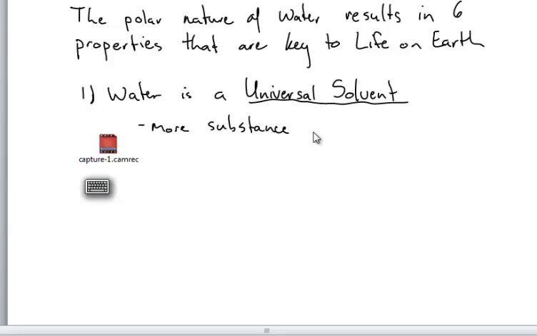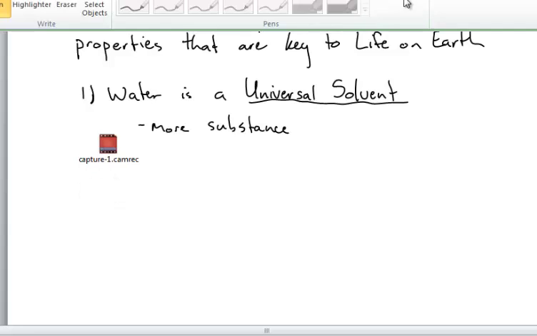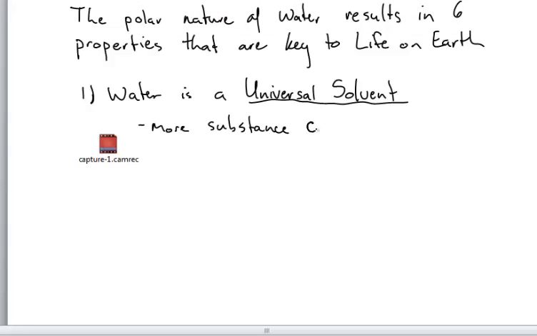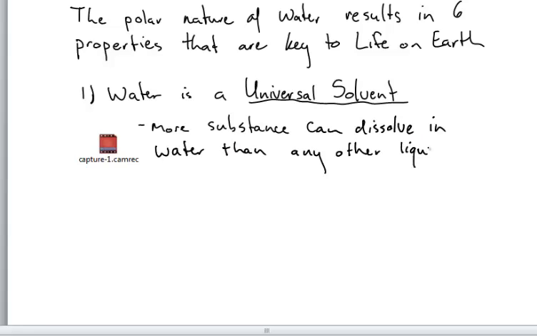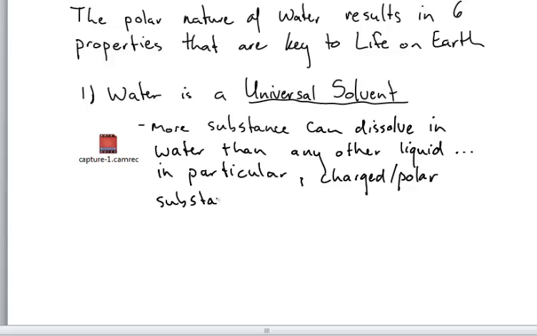So more substances can dissolve in water than any other liquid. In particular, charged or polar substances such as alcohol, sugars, and salts.